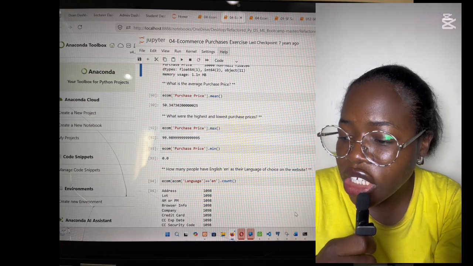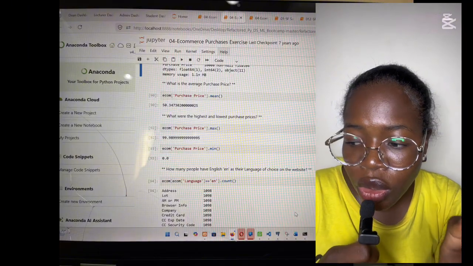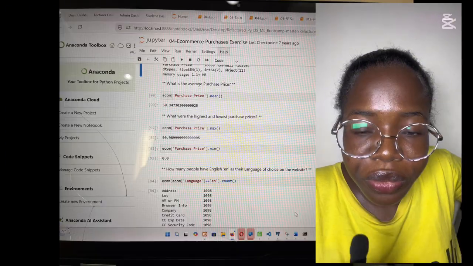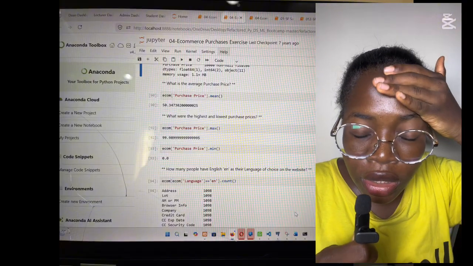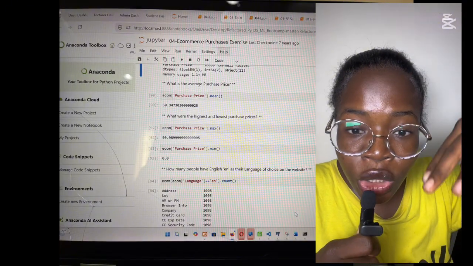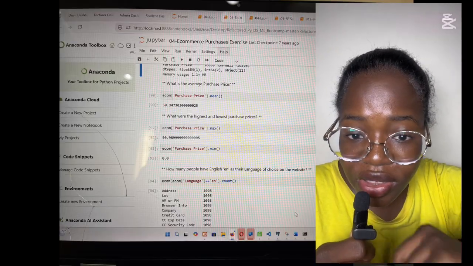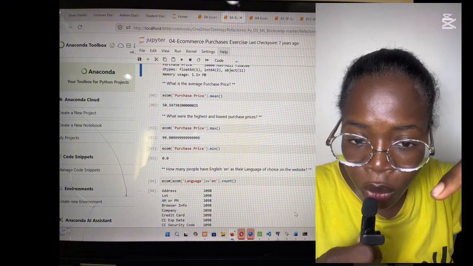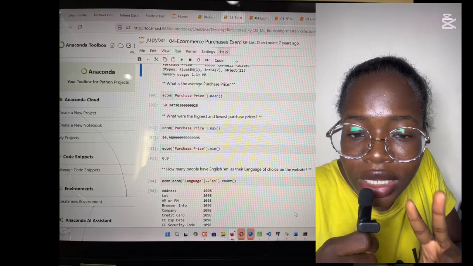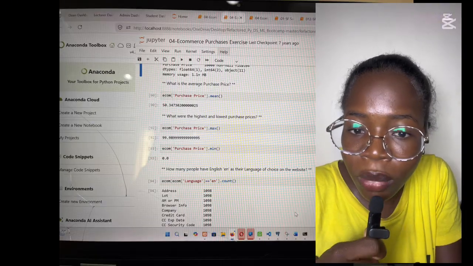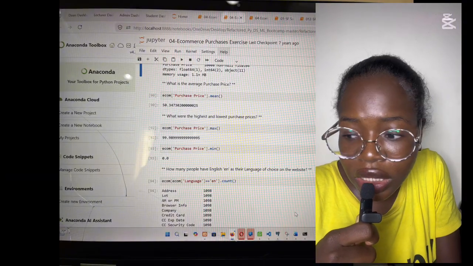Next, we have how many people have English, EN, as their language of choice on the website. We use ecom language equal to en.count, where ecom calls the data set as usual. Language simply comes in to call the language column, and then equal to en is going to call for all rows bearing en in the language column, all rows bearing the two letters en, and then dot count simply means that it's going to count the number of rows meeting that criteria, the number of rows bearing en in the language column.